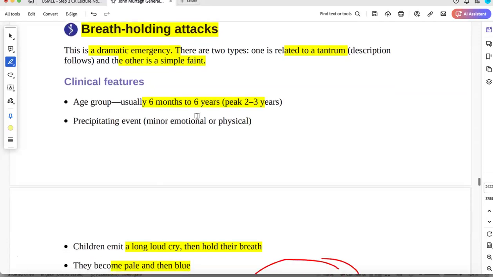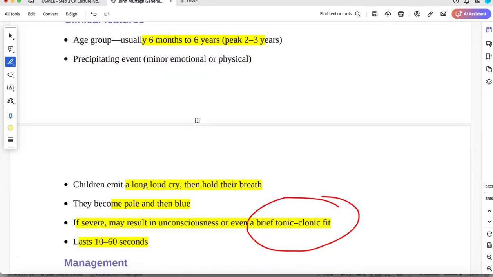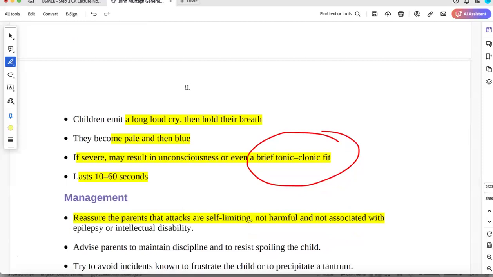Breath holding attack is common between 6 months to 6 years. In some children, especially during this age group, it can get quite dramatic, especially in a 2 to 3-year-old child. Let's say they did not like something, or in response to sudden shock, anger, frustration, like they wanted a toy but you did not want to buy it. They started lying down on the floor, crying heavily, and because they're crying loudly, at some point they start to hold their breath.